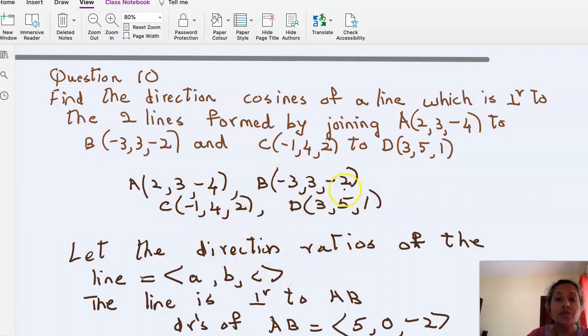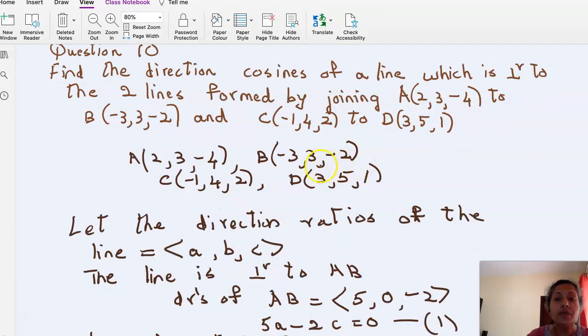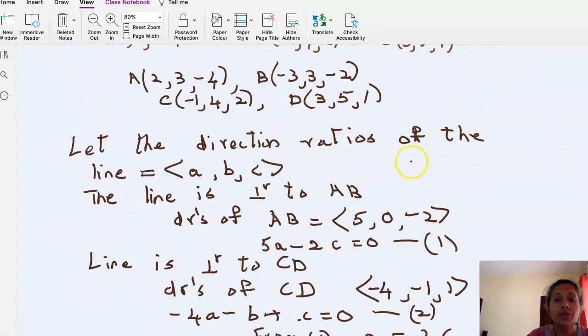You have to find the direction ratios of a line which is perpendicular to two lines. So let the direction ratios of the line which you want to find be a, b, c. This line is perpendicular to AB. What are the direction ratios of AB? 5, 0 and -2. So because this line is perpendicular to AB, the dot product of the direction ratios will be 0. So 5a - 2c is 0.